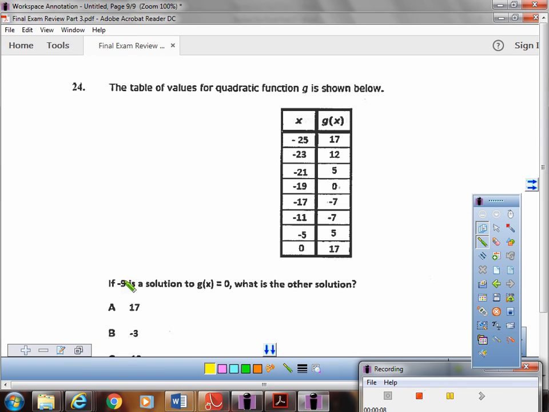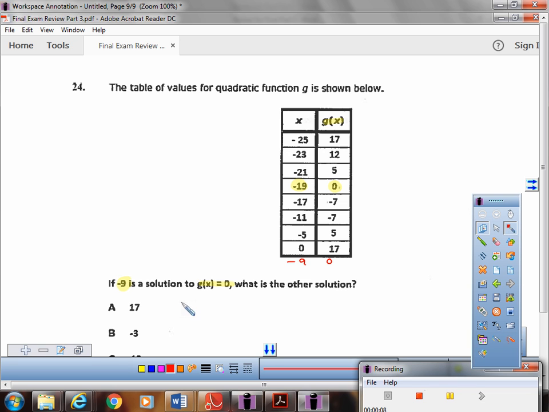So it says if negative 9 is a solution to G of X equals 0, so look at G of X and look up 0, okay? And what it's saying is G of X equals 0, what's that other solution? Well, negative 19 would be the other one, because they're saying that one of them is negative 9, but this is the one they gave you, which is not on the table, okay?